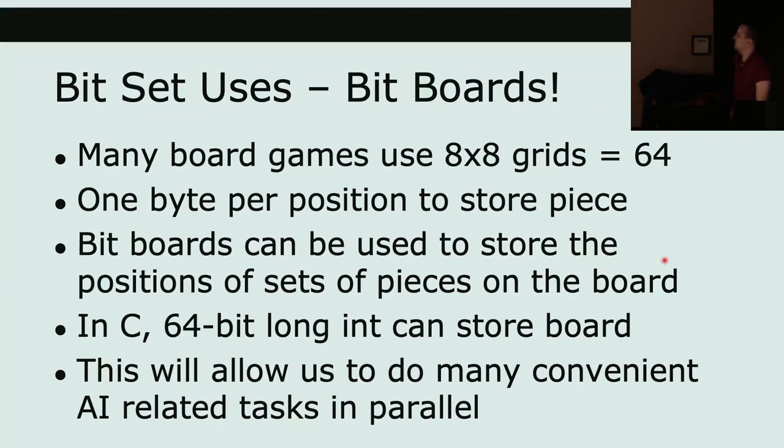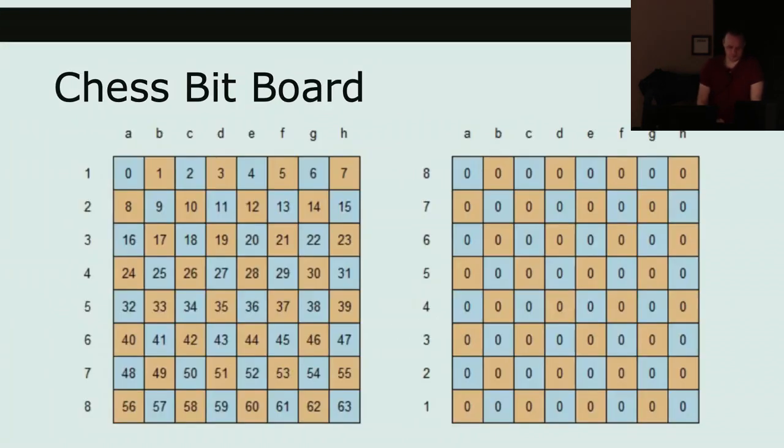Bit boards can be used to store the positions of sets of pieces on the board. So in C, I can use a 64-bit long int to store a bit board. And this will allow us to do many AI-related tasks in parallel. So let's just have a look at that. If I think about it, what's the intuitive, naive way of storing a chessboard? Well, because I like working with integers, I would probably have an integer associated with every piece, right? Maybe I have a data structure or a struct or an object called a piece, and it would have the color and it would have the type. So I might have a white rook or a black queen, right?